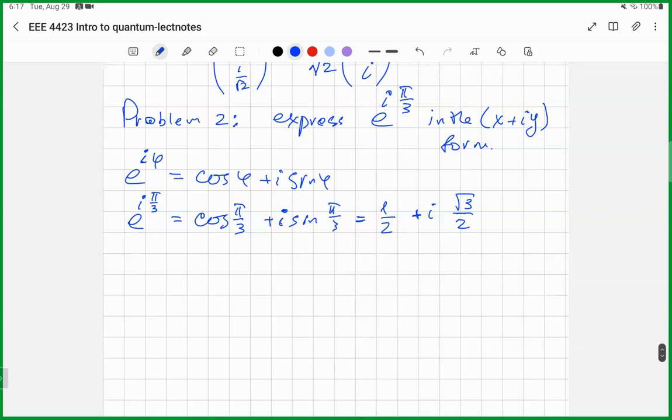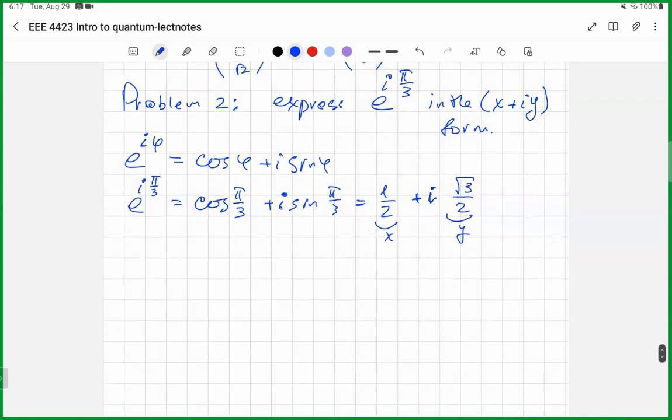Yeah. And so this is basically the representation x plus i y. This is x, this is y, this is the unit imaginary unit. Yeah, so this is how it works.